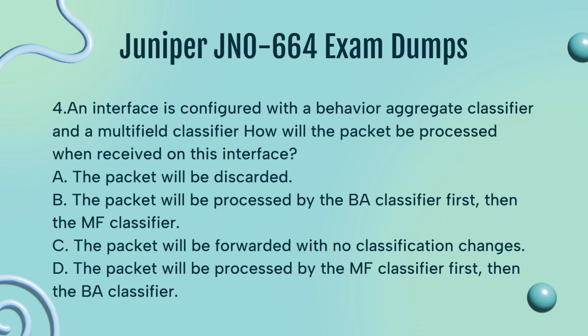4. An interface is configured with a behavior aggregate classifier and a multifield classifier. How will the packet be processed when received on this interface? A. The packet will be discarded. B. The packet will be processed by the BA classifier first, then the MF classifier. C. The packet will be forwarded with no classification changes. D. The packet will be processed by the MF classifier first, then the BA classifier.